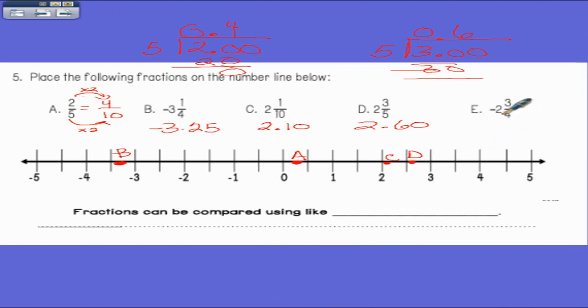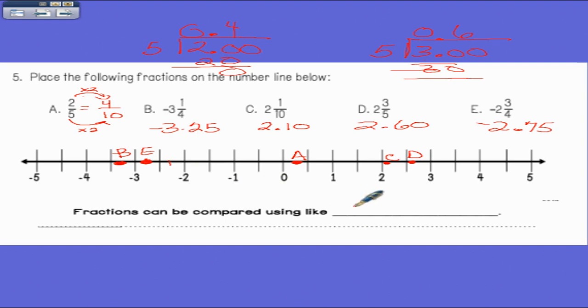And then finally we have E, -2 and 3/4. Well, how much is 3/4? 75 cents. So I'm going to come over to -2. Here's a half. Remember, I can divide these into fourths. There's 1/4, 2/4, 3/4. Look at that. And there is our E right there. -2 and 3/4.